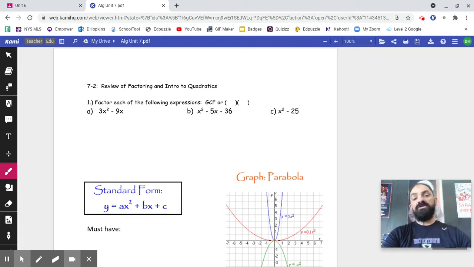Today we're going to start off with a review again before we get into what exactly is a quadratic. So first, let's factor these following expressions. Back in Unit 3, we also factored by means of GCF, and then we used the parentheses.